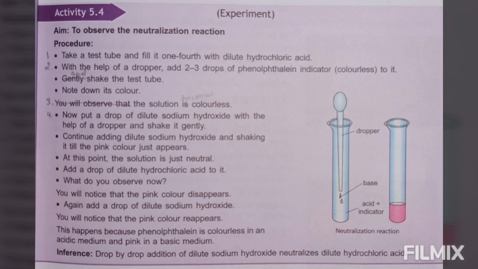Now we are going to add dilute sodium hydroxide with the help of a dropper. Again we are going to shake it. Continue adding dilute sodium hydroxide and keep on shaking it till its color changes to pink. At this time the solution is just neutral, means it is neither acidic nor basic.